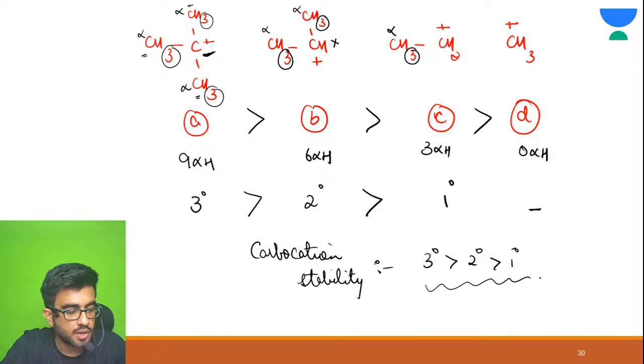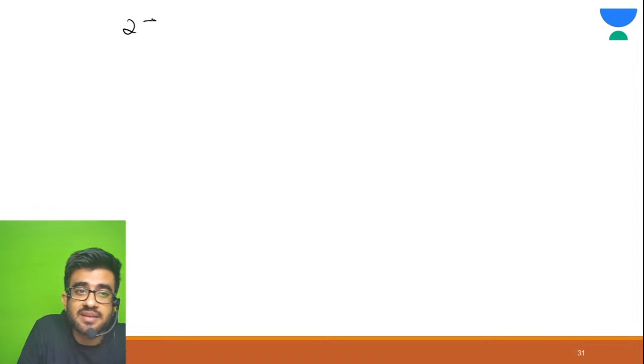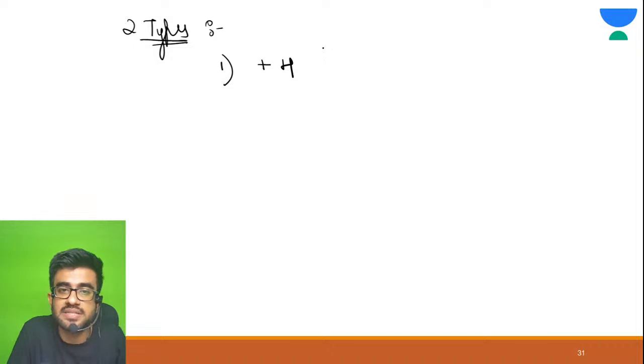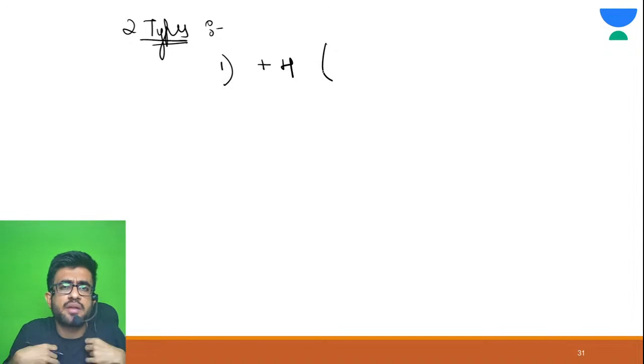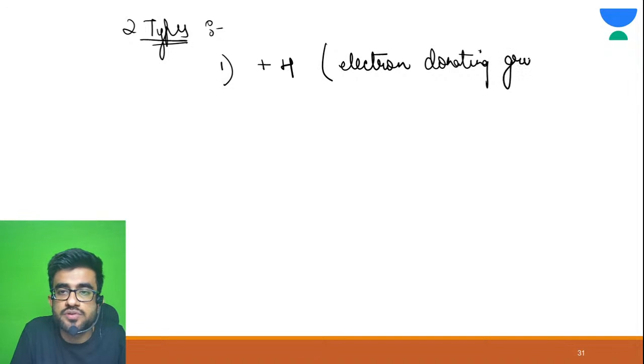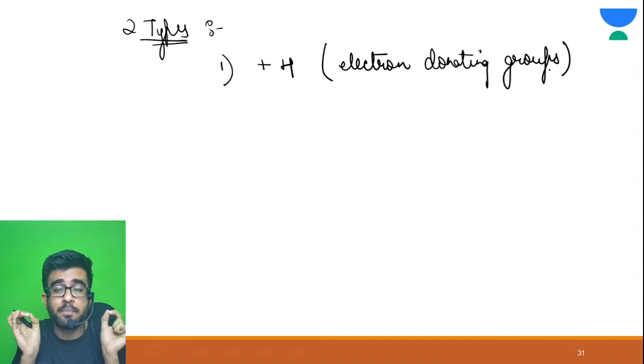Great. Now one small topic is left in hyperconjugation: its types. See, we have studied resonance. How many types? 2, plus R, minus R. We have studied inductive. How many types? 2, plus I, minus I. We are studying hyperconjugation. How many types? 2 types, same 2 types. First is your plus H. Now whether it is plus R, plus I, or plus H, all are electron donating groups. Alright, just pay attention here. This is your last topic. I need your complete focus here.